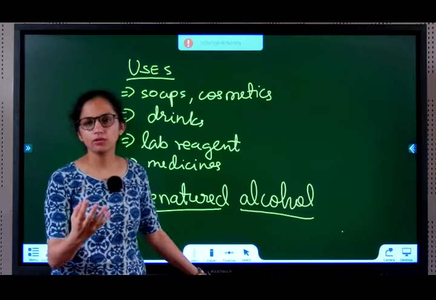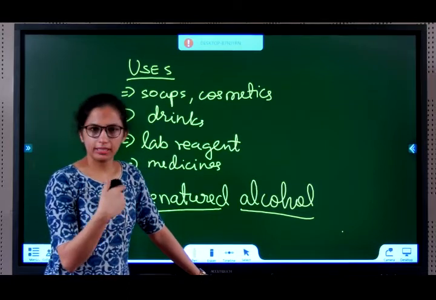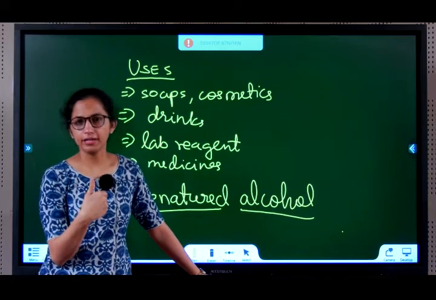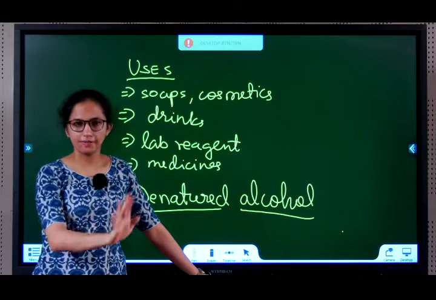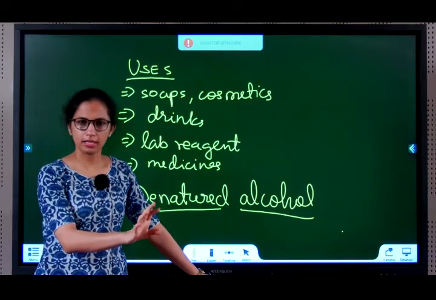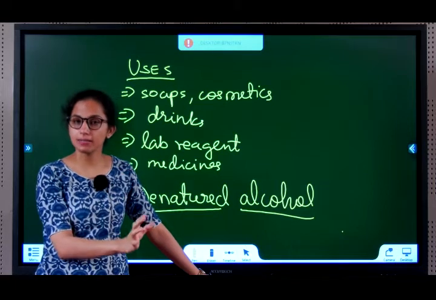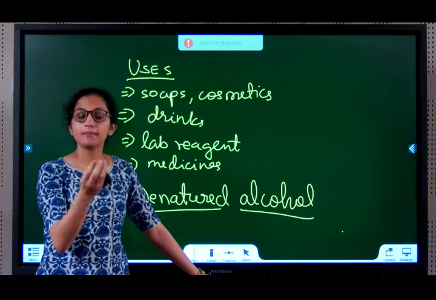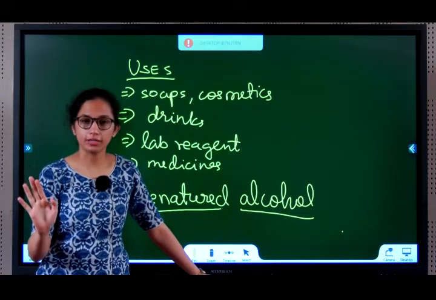Okay. So what is denatured alcohol? In industries, they use a lot of ethanol. Ethanol can be drunk by us, right? You can drink it. But in the industries, we want to make it unfit for drinking. We don't want anyone to be drinking that. So we make it unfit for drinking by adding poisonous substances in it, like methanol. Methanol is poisonous. You drink methanol, you will not survive.